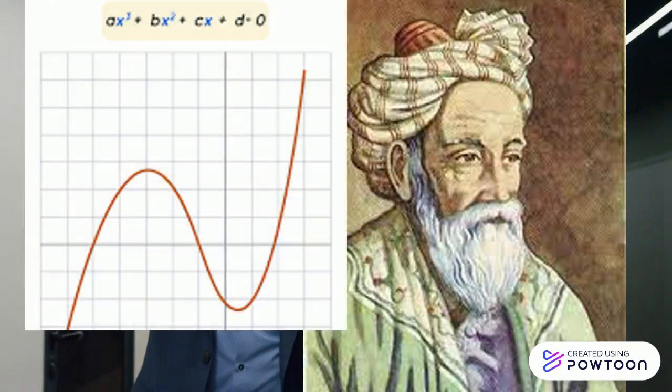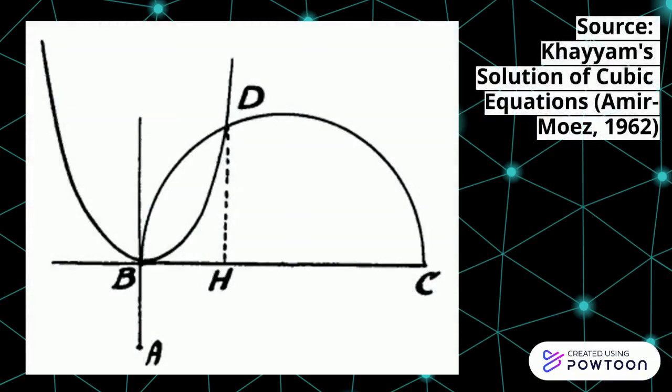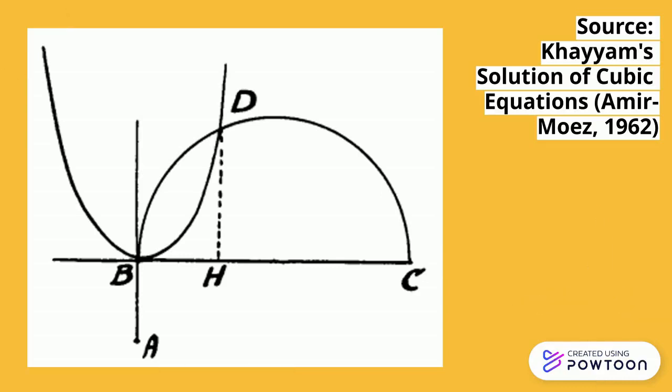Since he was also an expert in the geometric field, the positive roots mentioned earlier also involve the shapes of circles and rectangular hyperbola that can be referred to in the figure shown. From the figure, it can be seen that there is a combined drawing of a semicircle and parabola which intersect with each other at the point D.